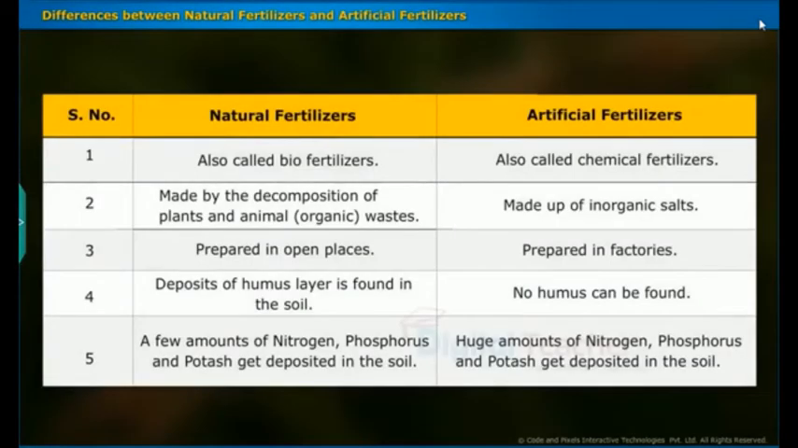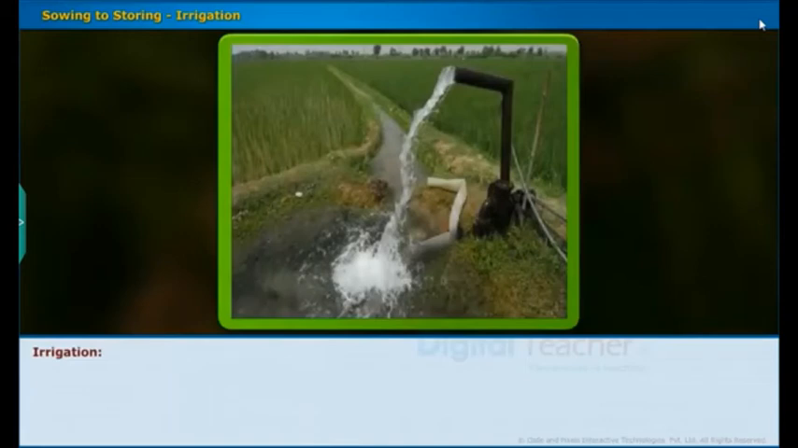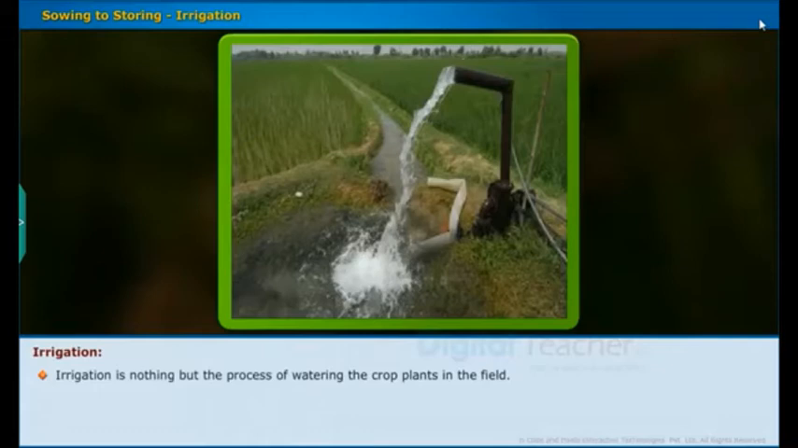The table on the screen gives the differences between natural fertilizers and artificial fertilizers. Let us study about the process of irrigation in agriculture. Irrigation is nothing but the process of watering the crop plants in the field.